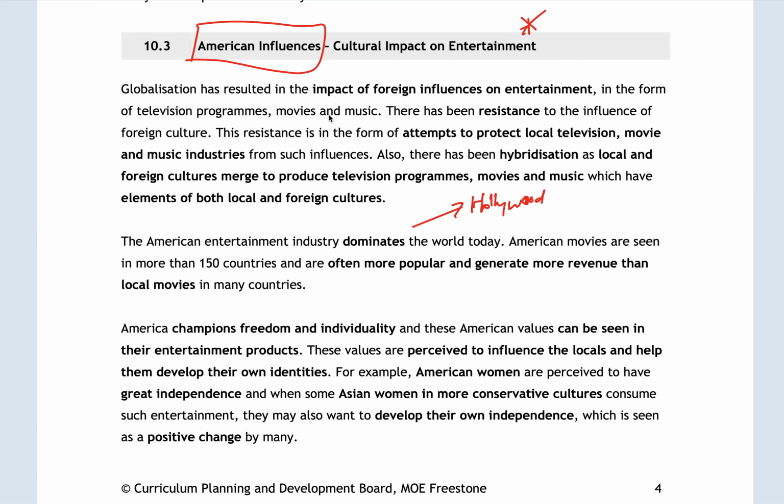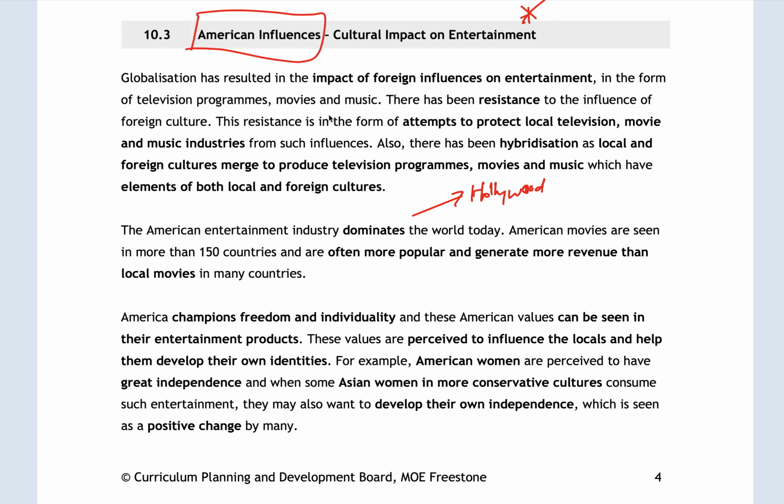Now, there's also a problem about the influence here. Some countries may not like the influence of American entertainment on their people. As you know, America champions the idea of freedom and individuality.